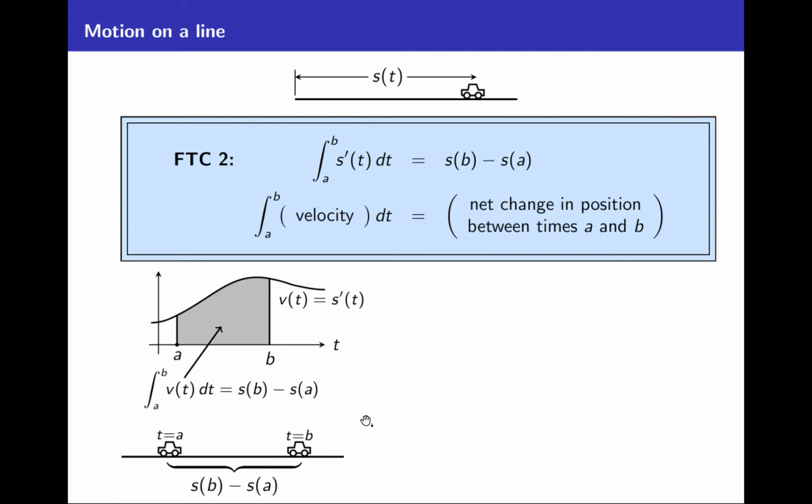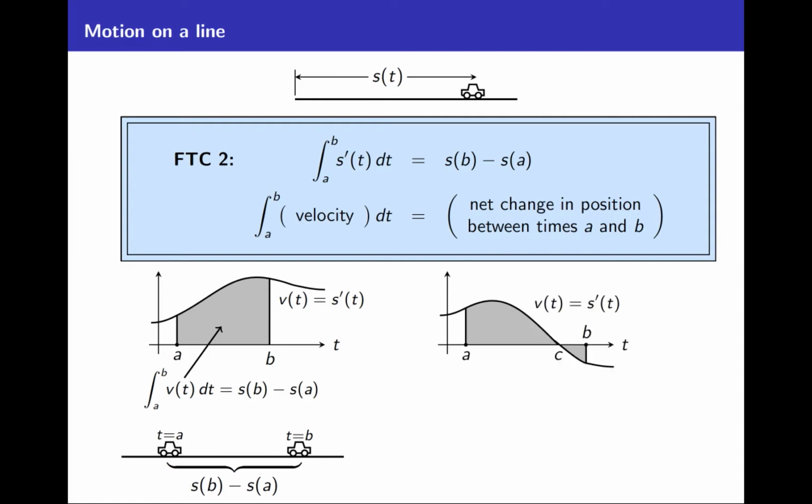So you can see here an interesting connection. If you graph velocity and look at the area under the graph of velocity between a and b, that's equal to the distance traveled between times a and b. The net change in position.